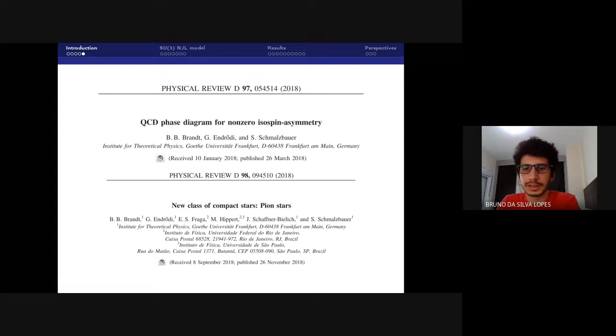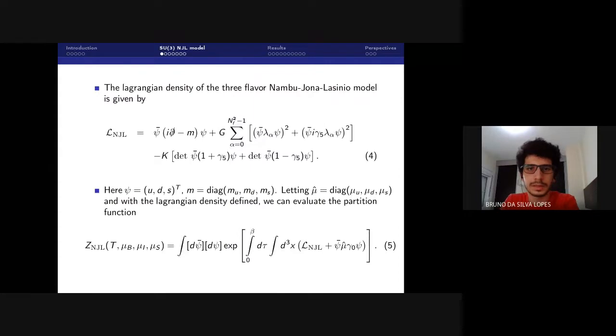So, as we said, there have been recent lattice QCD results on this subject. The authors also predict a new class of compact stars called pion stars. So this is an ongoing subject. We also thank Brunt and Andrade for the help with the lattice data used in this work.